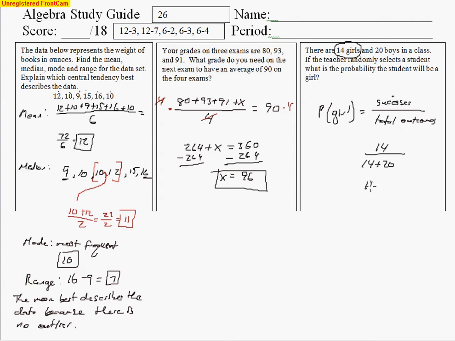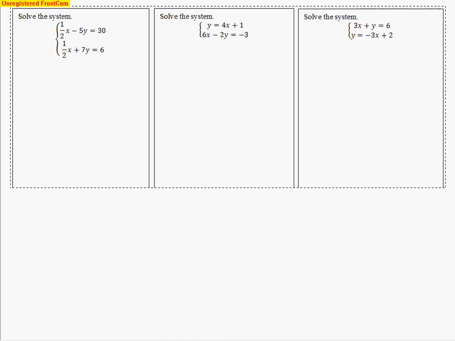And so we still have 14, but it's over 34. And so when we go ahead and reduce it, taking out the common factor of 2, we end up with 7 over 17. And so if we went ahead and did some division, it'd be about 0.41 or 41%. So I would take it just as the fraction itself is fine. Let's take a look at the next type of problem that we'll see.